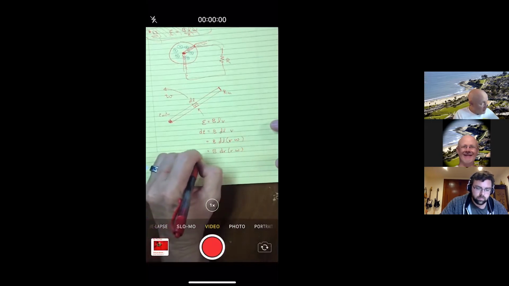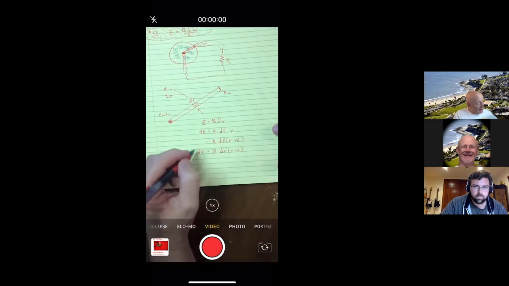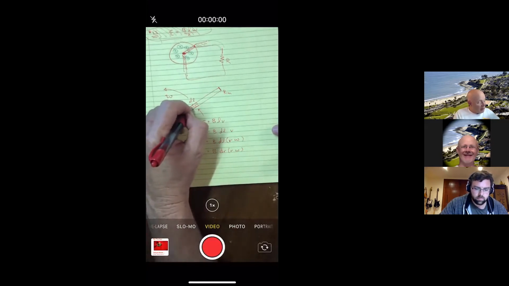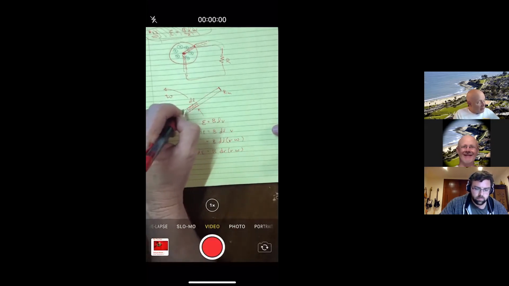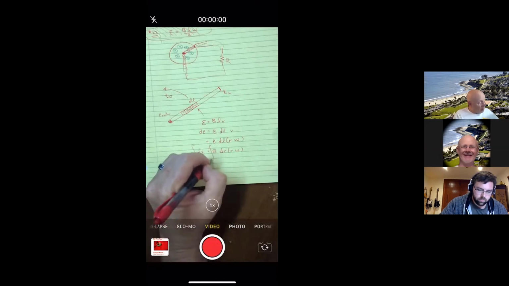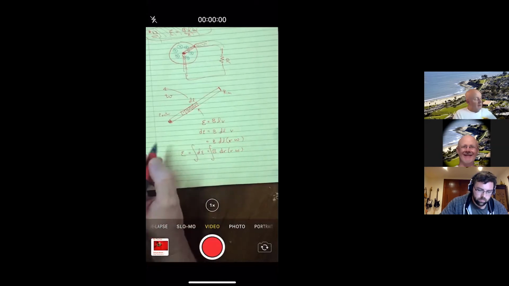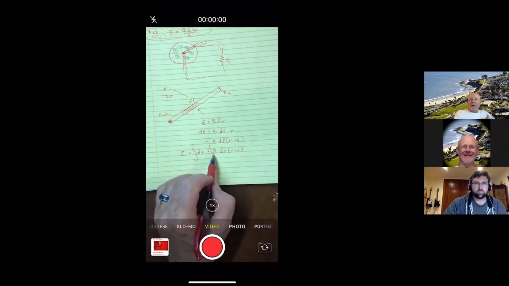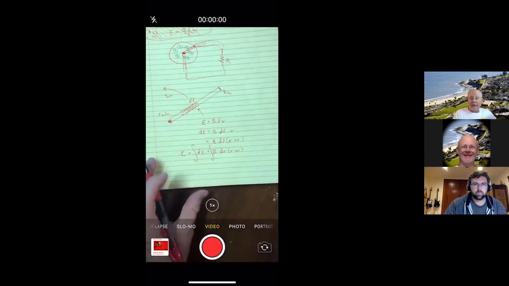Because then to do that for a second little piece and a third little piece and a fourth little piece and a fifth, the total voltage from the center out to the rim would be adding up all the pieces. It would be integrating.